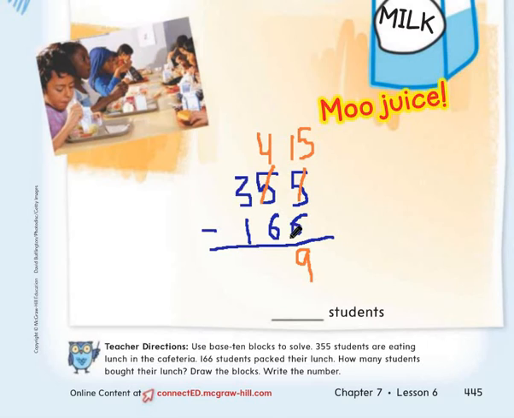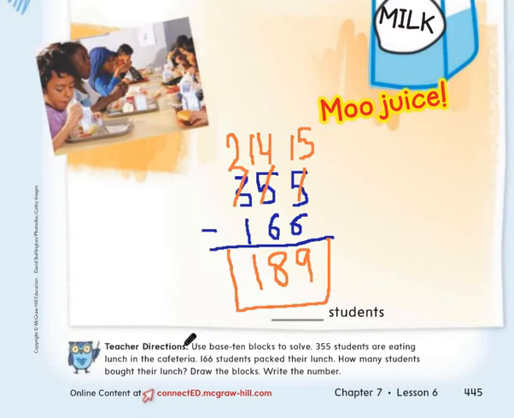Now 4 minus 6. Do we have enough tens to subtract, grade 2? Unfortunately not, but we can regroup. We can regroup 100 as 10 tens. So this 3 is going to be 2, and this 4 now is going to be 14. So 14 minus 6 equals what? Equals 8. Grade 2, now 2 minus 1 equals 1. So there are 189 students who bought their lunch. So please, grade 2, be sure to write this answer in your book.